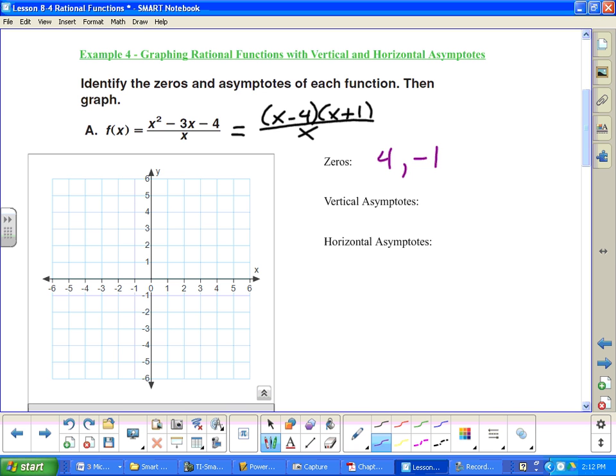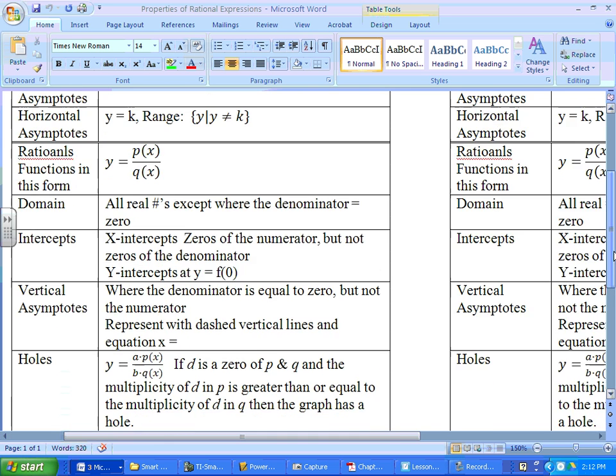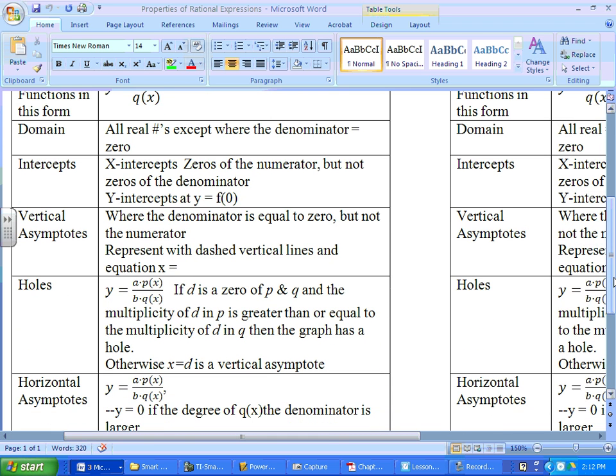The vertical asymptotes are when the denominator is equal to 0. We talked about excluded values, right? Or where a function is undefined. Well, where a function is undefined is usually where there's a vertical asymptote. So in this case, it's undefined at x equals 0. So that would be my vertical asymptote. And vertical asymptotes are always x equals. Vertical asymptotes, where the denominator is equal to 0, but not the numerator, represented with a dashed vertical line in the equation x equals.